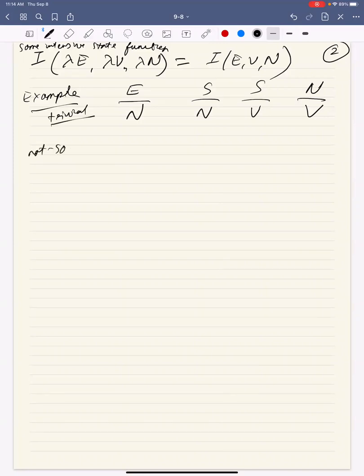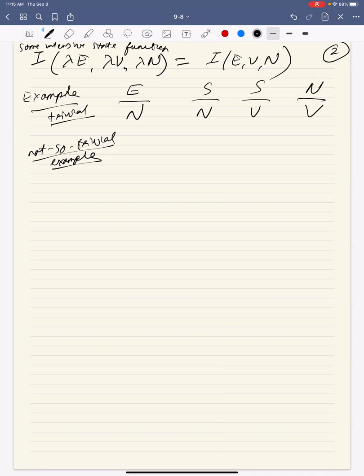Can we think of a not so trivial, but actually quite easy, way of defining intensive functions? Can you think of any? Go ahead. Taking derivative, right? So if E is extensive and N is extensive, then E by N is intensive.